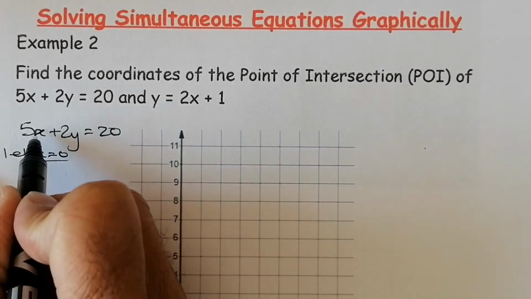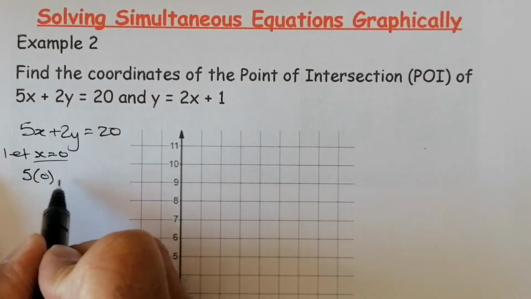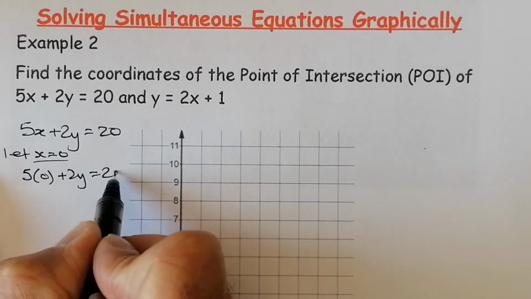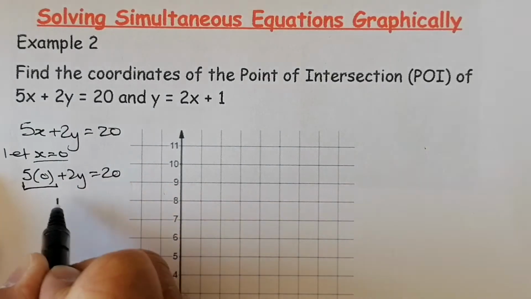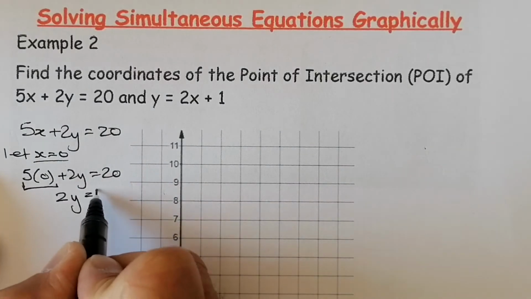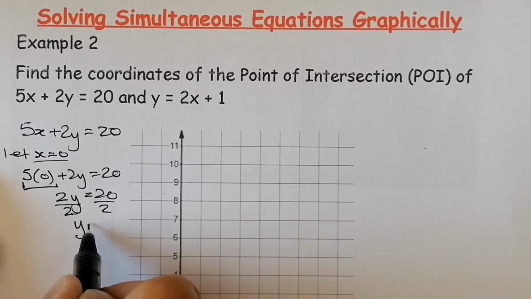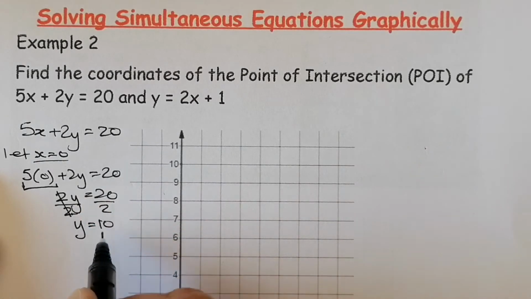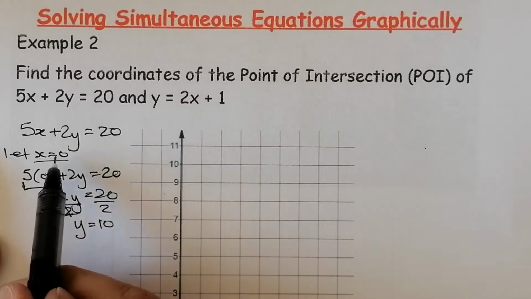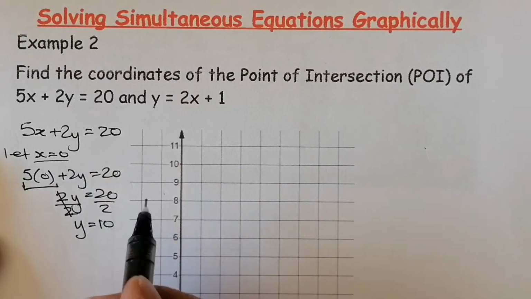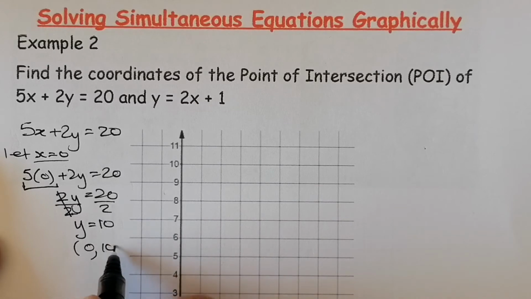If I let x equal 0, that will be 5 times 0 plus 2y equals 20. That becomes 0, so that leaves me with 2y is equal to 20. If I divide both sides by 2, y is then equal to 10. So that gives me the point x is 0, y is 10. So that's going to be a (0, 10) point that I'm going to be plotting on the graph.